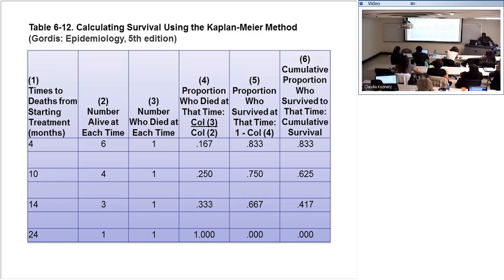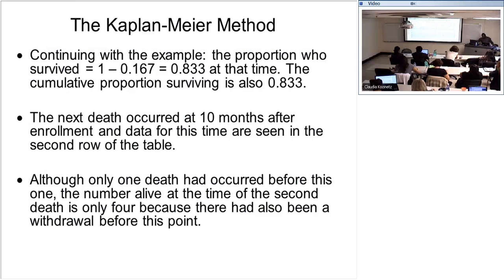Here, at the last month, the 24th month, the cumulative probability of surviving is what? 0. Why? Because everybody is dead. So if I ask, what's the probability of surviving up to the 24th month, we say nobody survived. The Kaplan-Meier, I think it's very easy to do. So that is just showing you how to do the cumulative probability and other things.